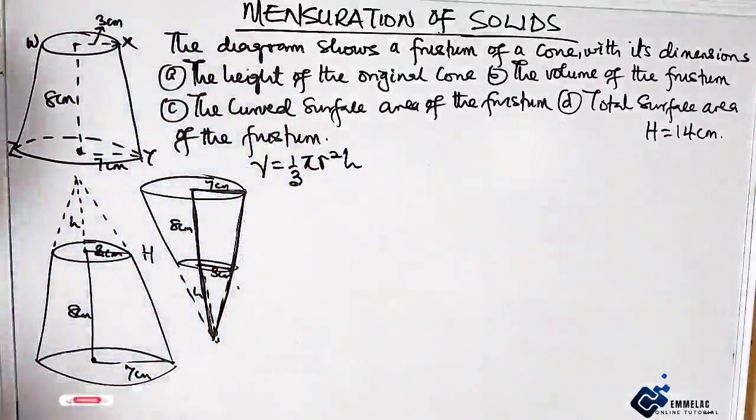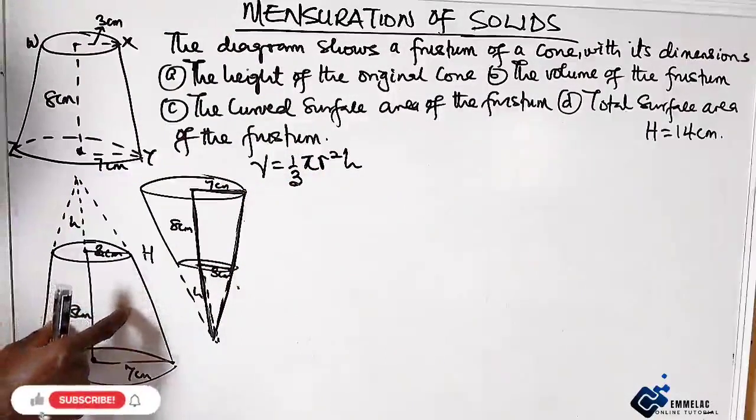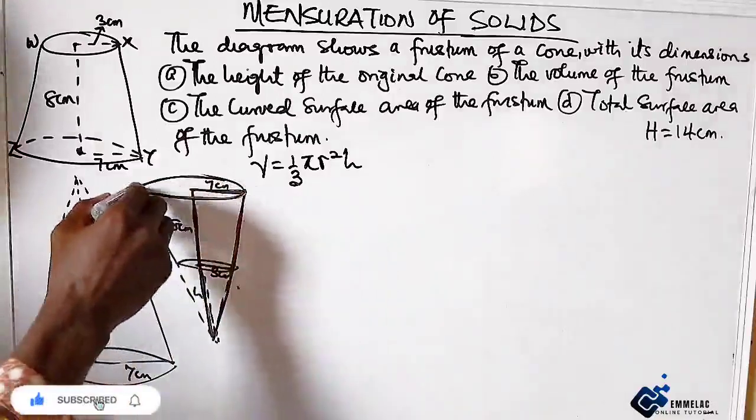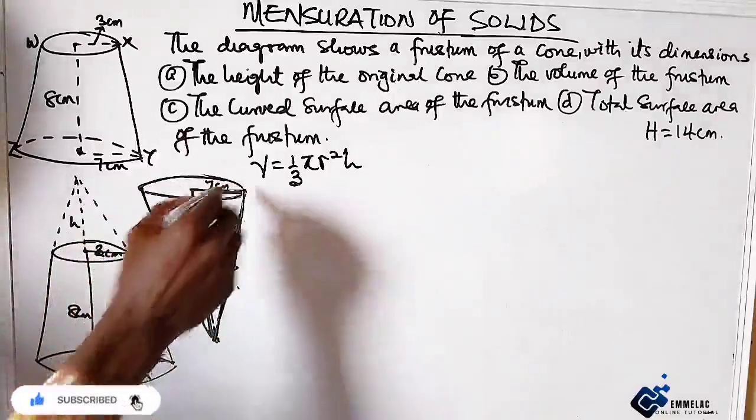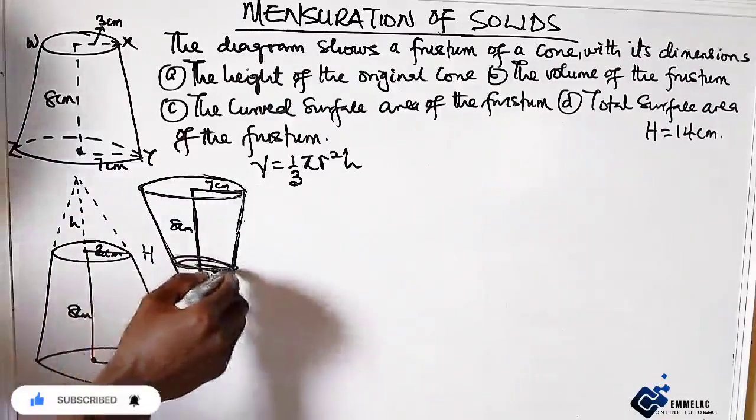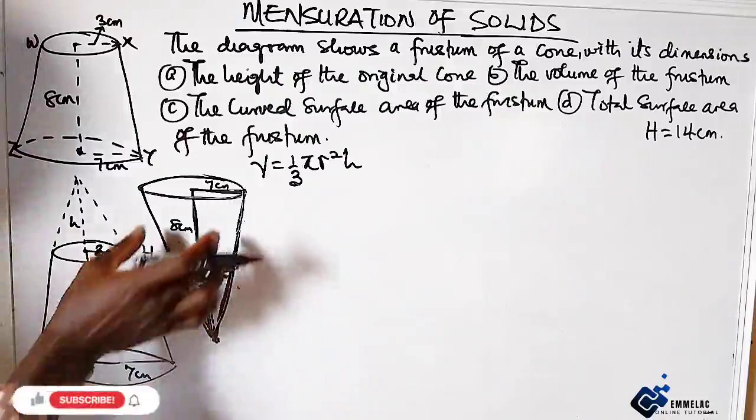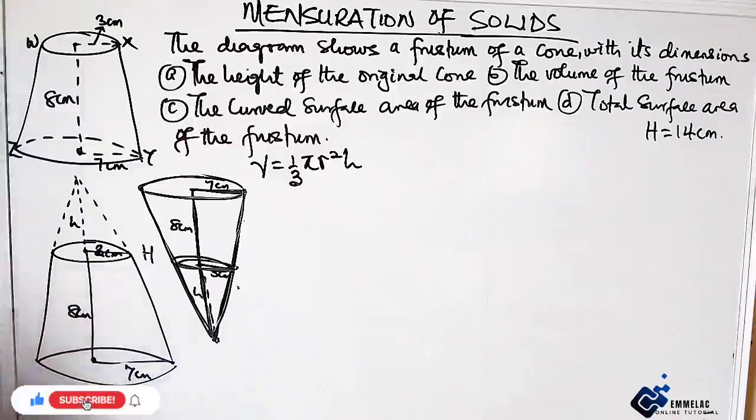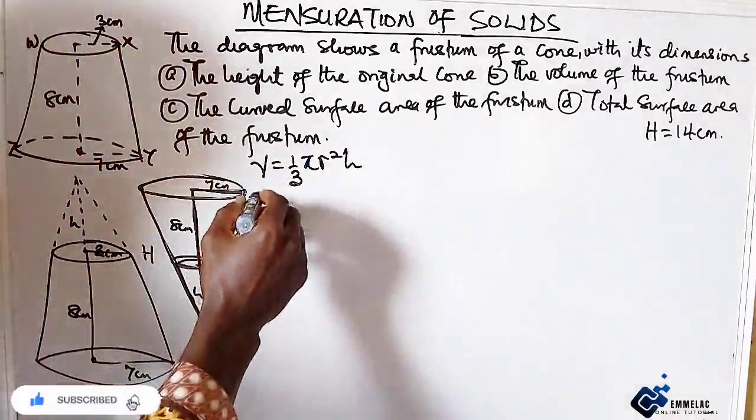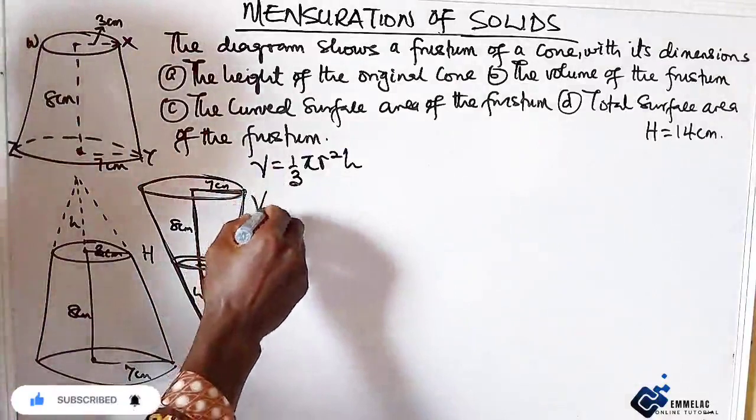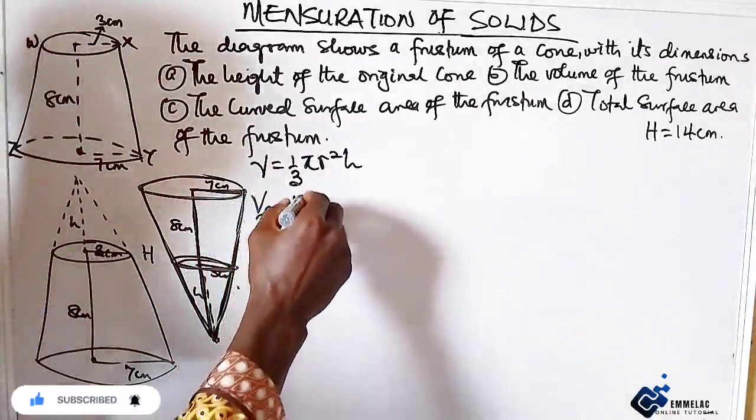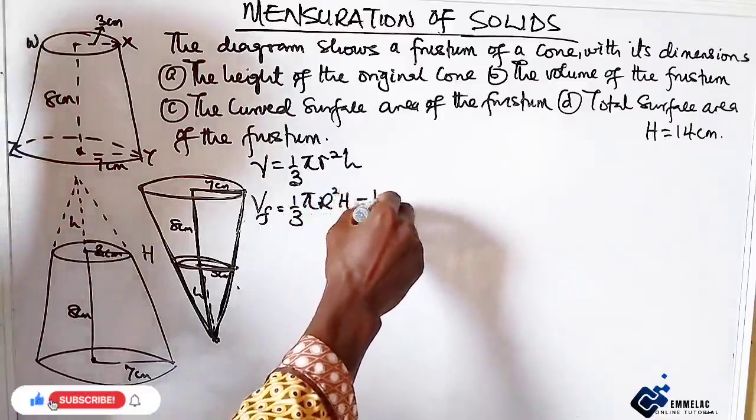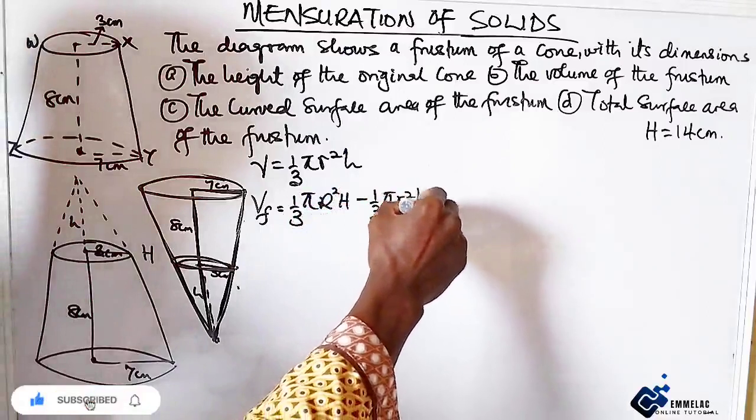Now since we are looking for the volume of the frustum here, first of all we'll find the volume of the big cone minus the volume of the small cone. So when we find the volume of the big cone, we now take away the volume of this small cone from it, then we have the volume of the frustum. So here, I can say the volume of the frustum will be the volume of the big cone minus the volume of the small cone.